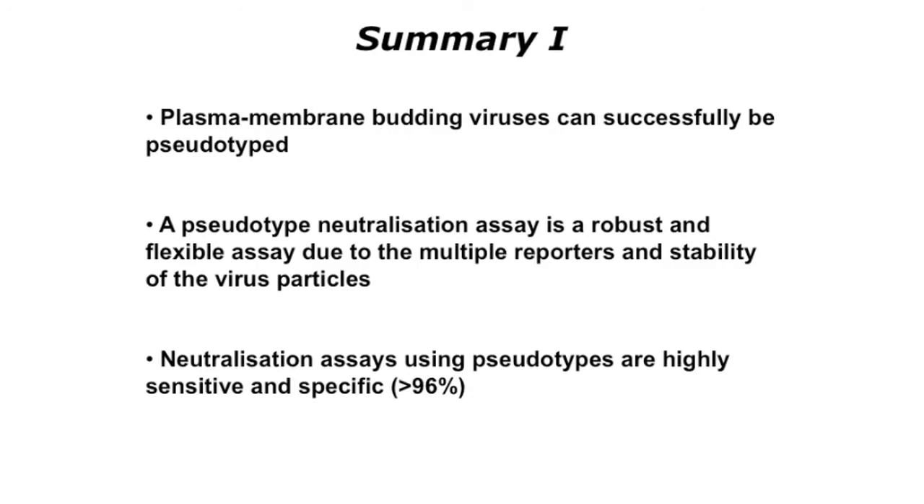So, hopefully, the data that I've presented convinces you that these simple RNA viruses can be successfully pseudotyped more efficiently if they're plasma membrane budding viruses, and that, due to the different reporters and the stability of these viruses, they are a very flexible and robust platform for use in a number of different laboratories, while still maintaining this high sensitivity and specificity.